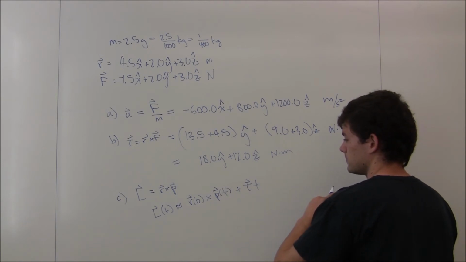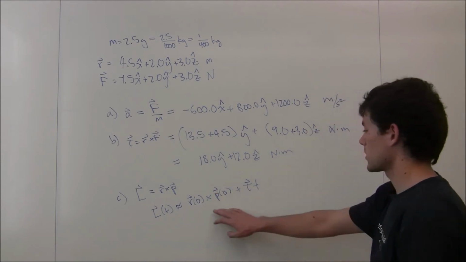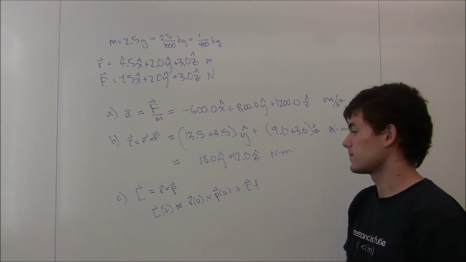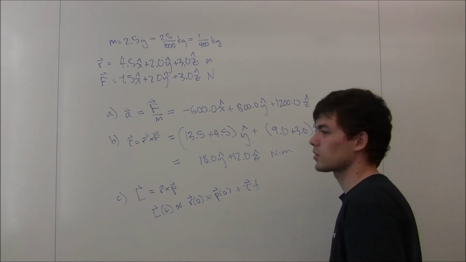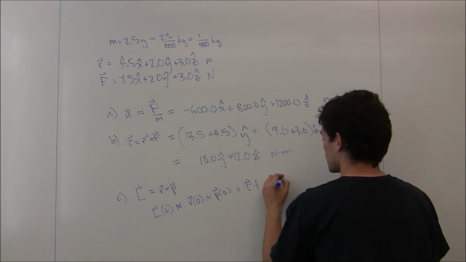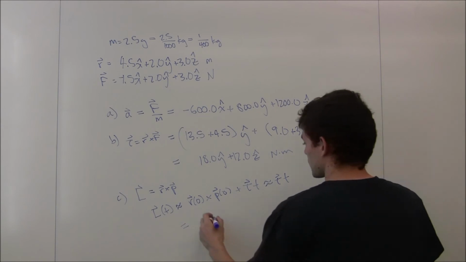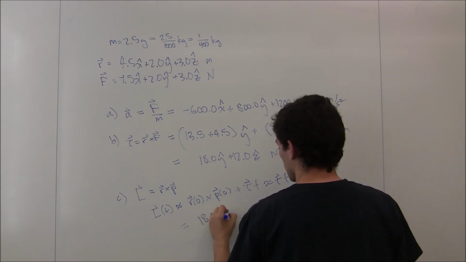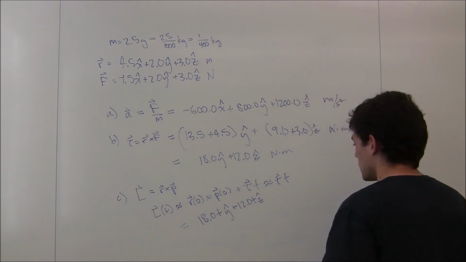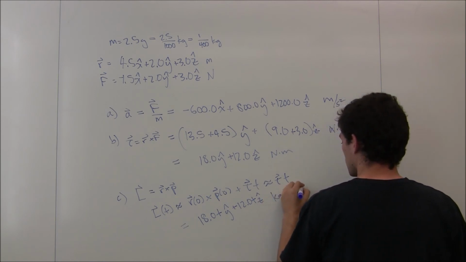So, I was right the first time. This is p of 0. r of 0 cross p of 0 is going to be just 0 because the initial momentum is very, very small. So if r has not changed appreciably, the velocity cannot be very large. So this is going to be approximately equal to torque times t. And so for very short times t, the angular momentum is just going to be 18.0 t y hat plus 12.0 t z hat. And that's going to be in units of kilograms meters squared per second.